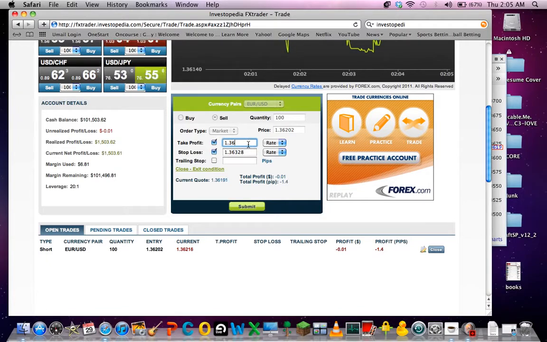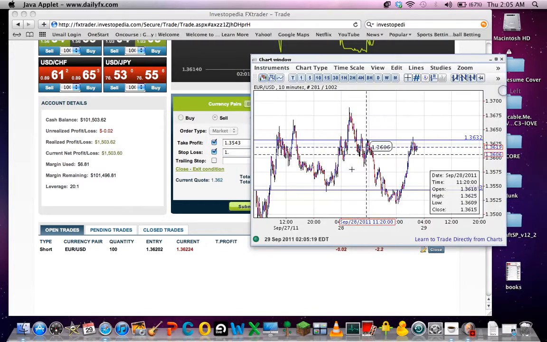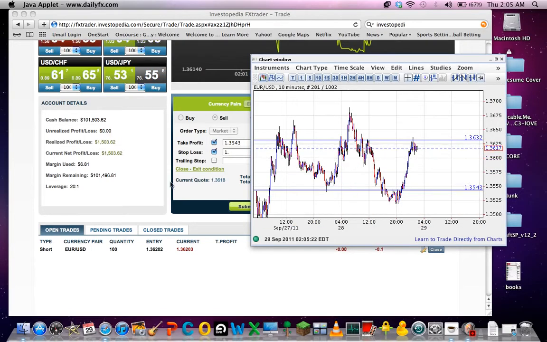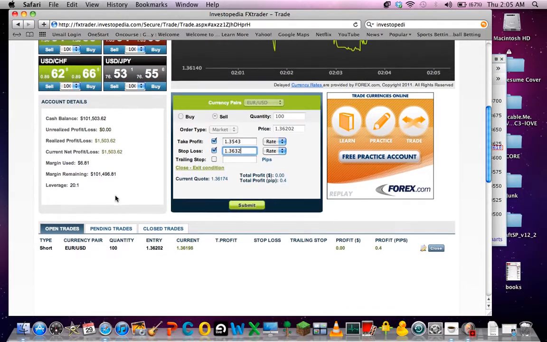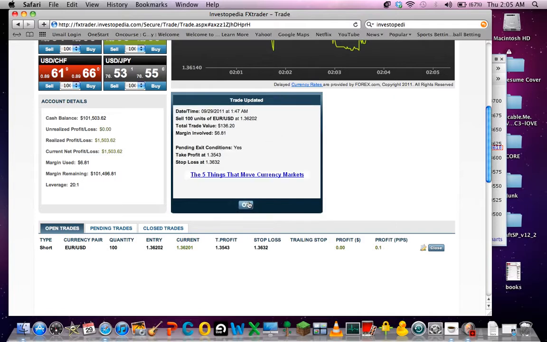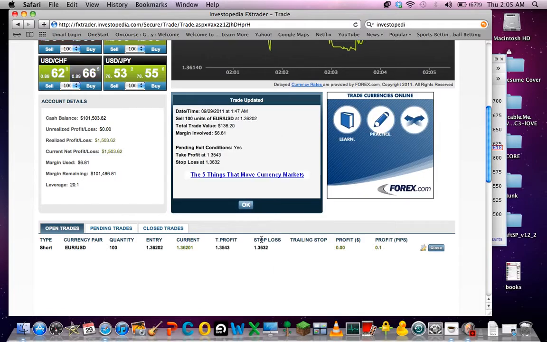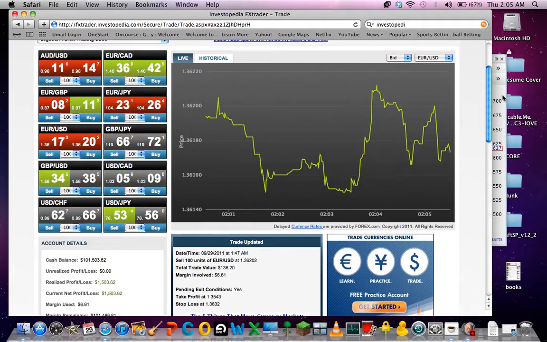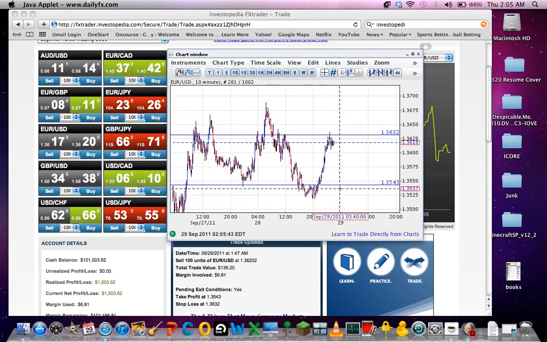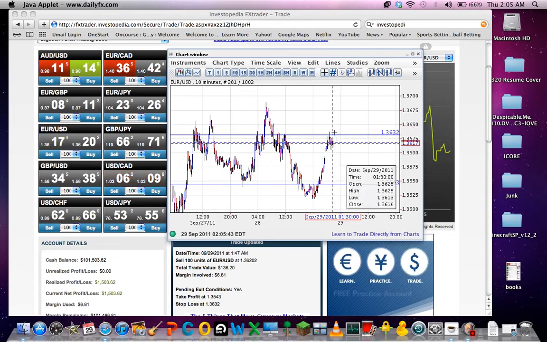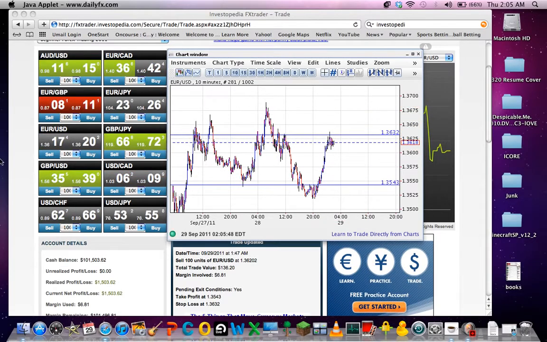So let's go ahead, 1.3543. And the stop loss was up at 1.3632. Okay, so you can see right here that our stop loss went in and our take profit also went in. So just in case any of those things happen, our profit will be protected if we ever hit this margin, and our losses will also be minimized if it ever decides to trend up.